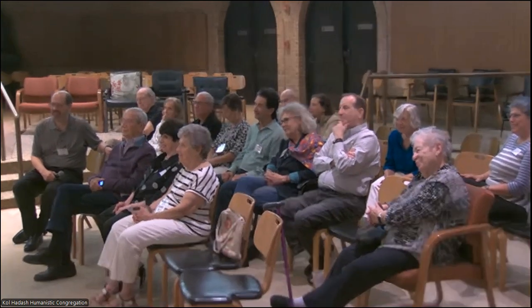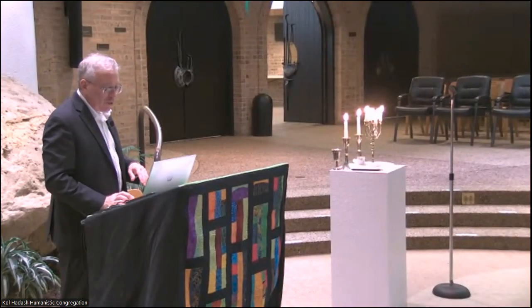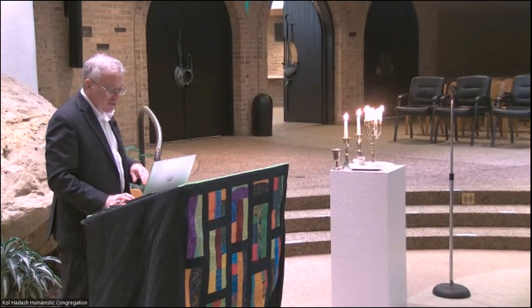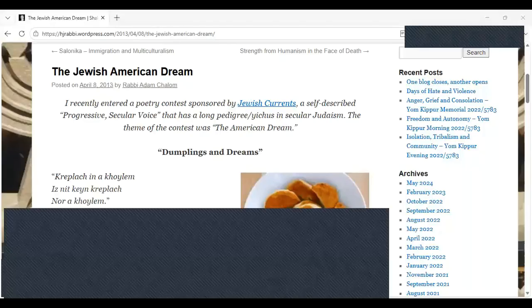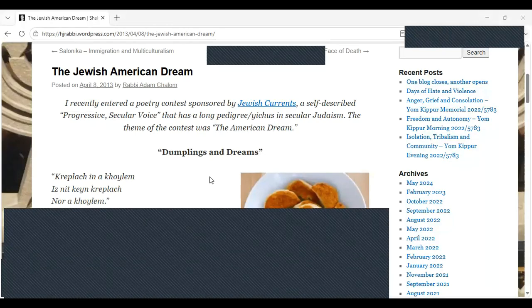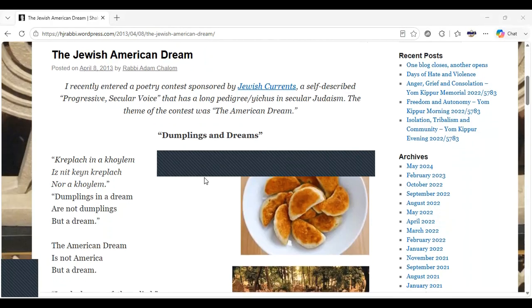And instead, what I'd like to do is to conclude with a poem I've used before at Kol Hadash, so apologies to those who have heard it before. It's a poem I wrote maybe 14 years ago or so that is a discussion of the American dream, but from a Jewish perspective and with some historical context too. It's called Dumplings and Dreams.